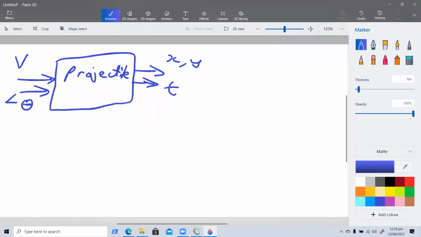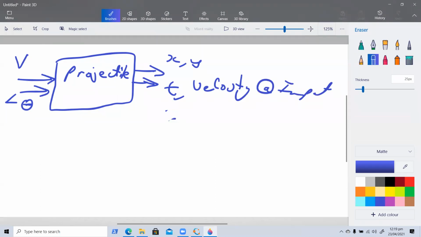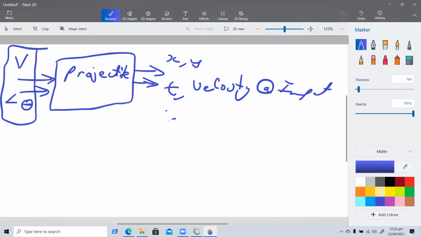or I want to output time, velocity at impact, horizontal components, vertical components, all kinds of things like that, right? So when you're picking your questions, specify what kind of inputs you're expecting and what kind of outputs you're expecting. And then from that, start developing the code. The code is everything in between. How do I get from here to here? That's where the code is going to come from.